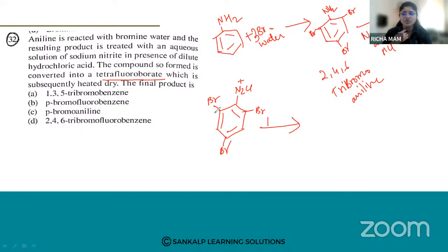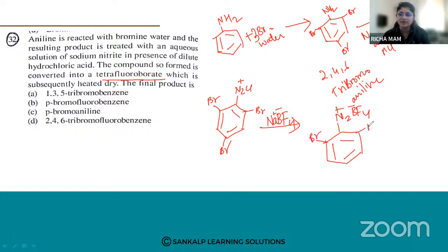Yes. So I'm going to treat it with tetrafluoroborate. Okay, I can take sodium borofluoride. So what will happen now? Whatever the Cl is there will be replaced by your BF4 group. So N2+ and BF4-. This is a negative, this is a positive, right? So you get Br, Br, and Br. So what is it? It is a diazonium tetrafluoroborate.